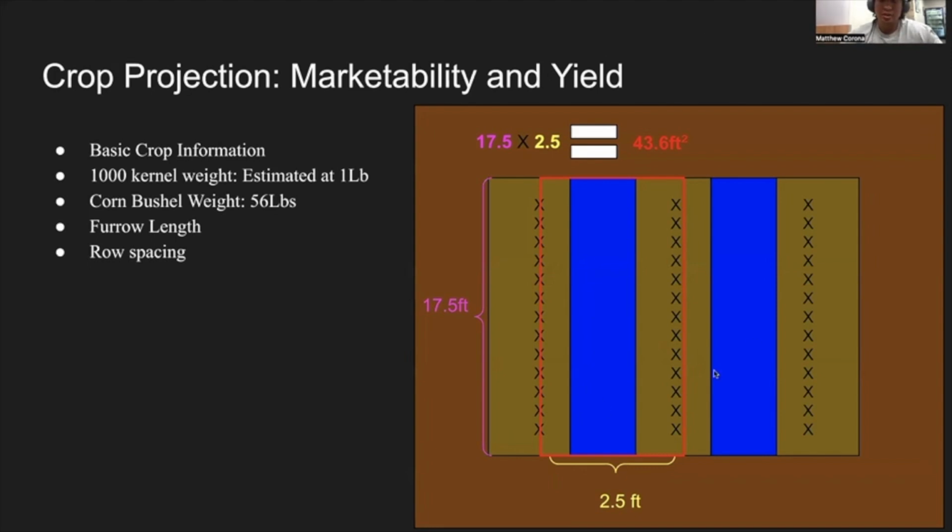This is kind of a layout of our design. We have our furrows here, where water would run. We have our corn spacing right here. It's important to know that we're doing it at a 1/1000th of an acre scale to get an accurate, feasible sample size. So 43.6 is the 1/1000th. And then we're dividing that 43.6 by 2.5, which is the feet spacing between each row of planted corn, and that gives us 17.5, which is going to be the length of our run. Looking at it, our 1,000 kernel weight is 1 pound, and our corn bushel weight is 56 pounds.